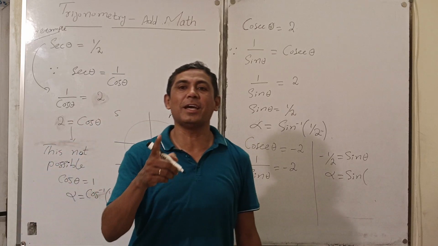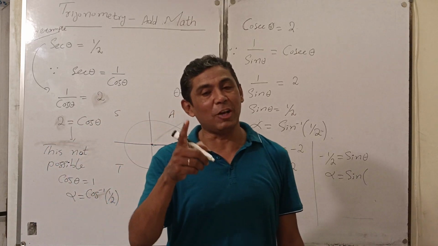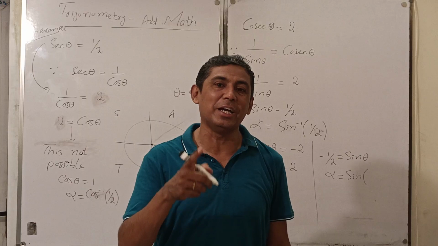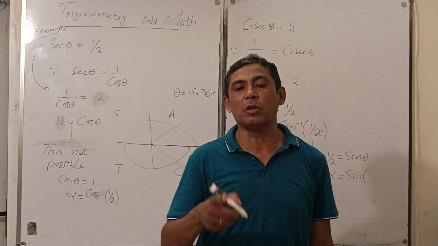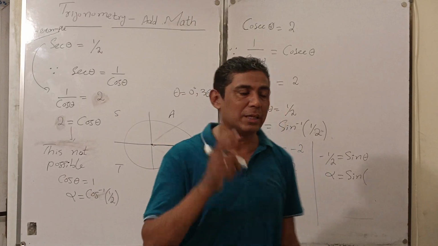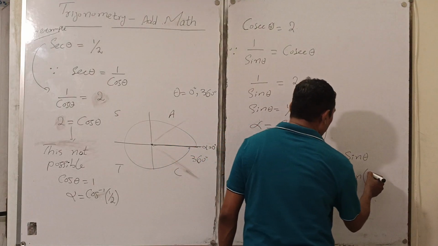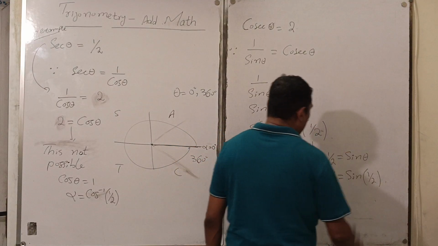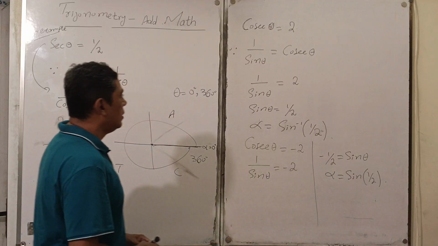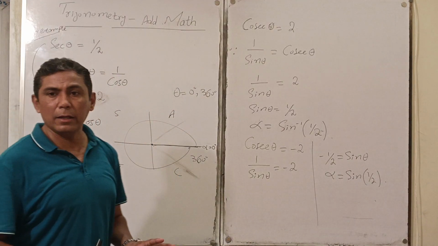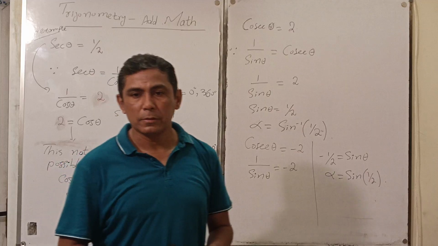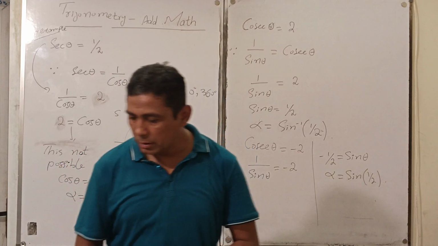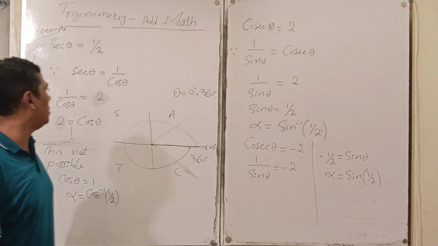I told you that alpha you always have to take positive. Alpha is always positive, and when you take the inverse of any angle, you always take a positive value. So it will be 1 over 2. You got my point? Is it clear? Yes. We can move forward.